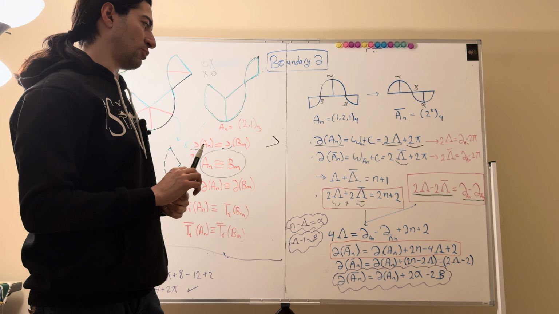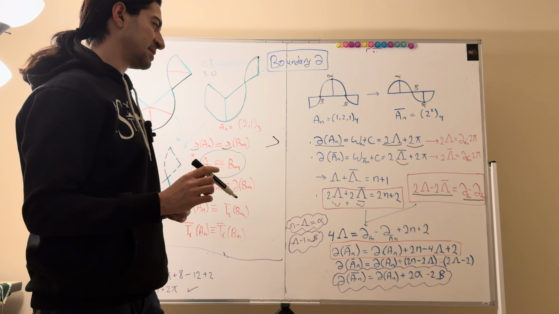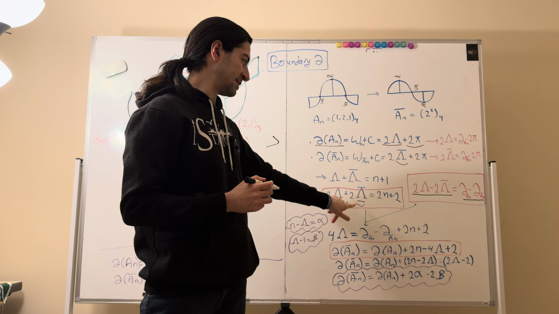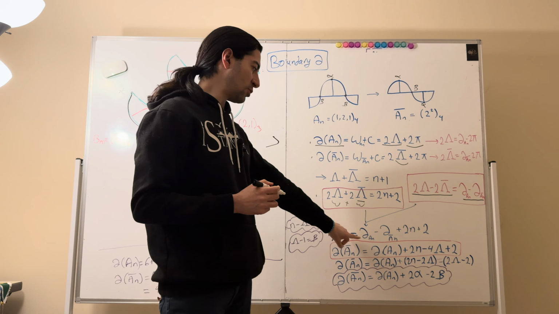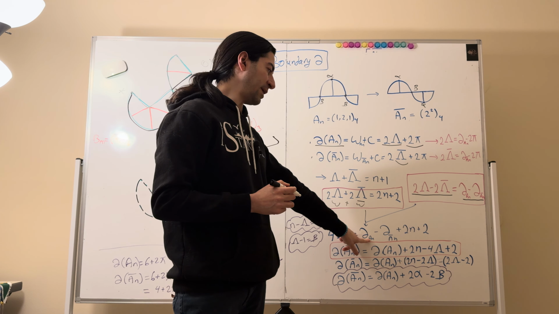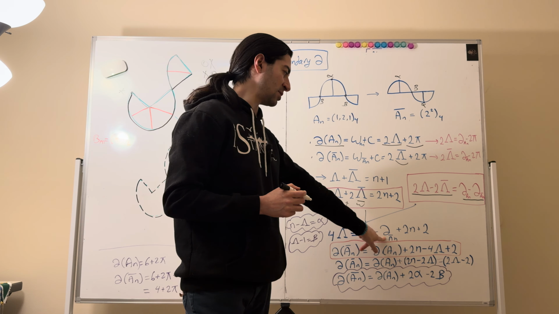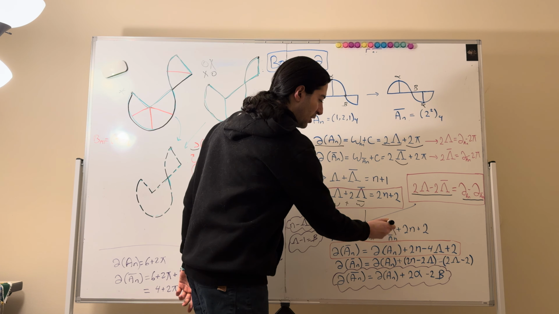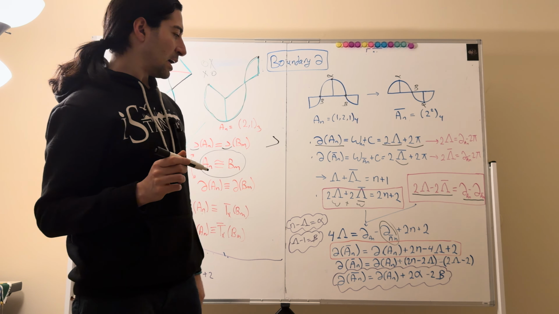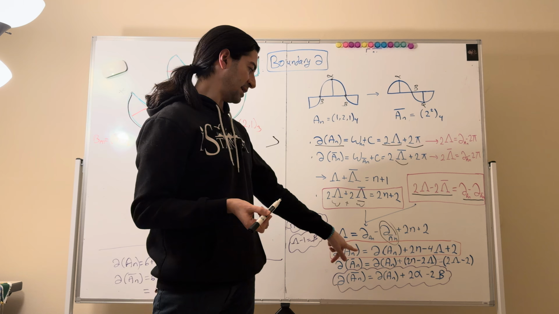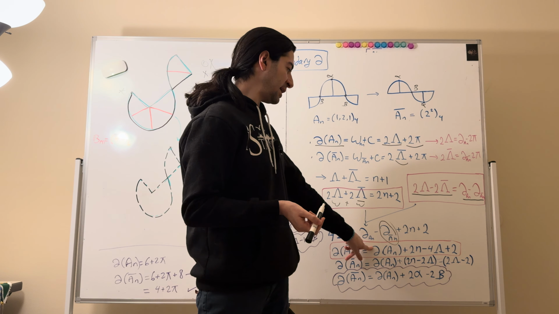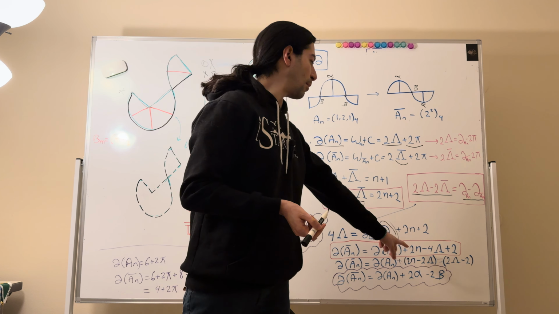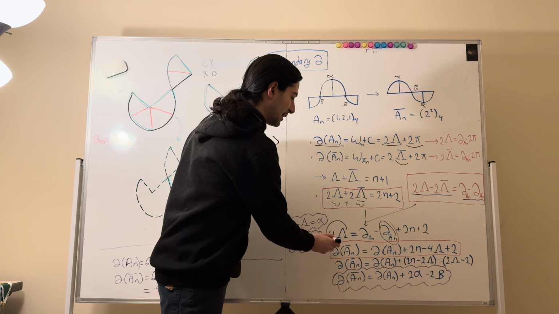We're going to add these two equations, and this simplifies to the following. 4 lambda, because the lambda bars cancel out, equals the boundary of an minus the boundary of its conjugate plus 2n plus 2. We're going to solve for the boundary of the conjugate. We will say that the boundary of the conjugate is equal to the boundary of an plus 2n plus 2 minus 4 lambda.